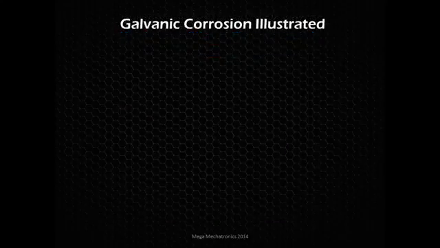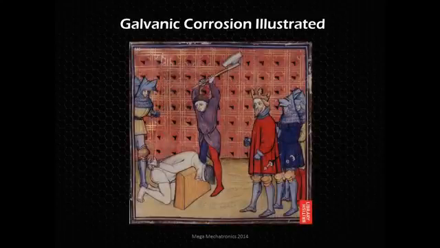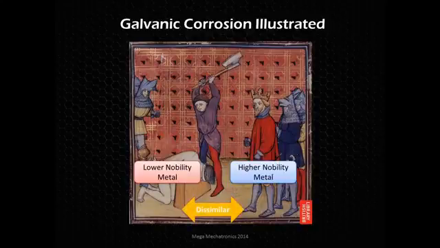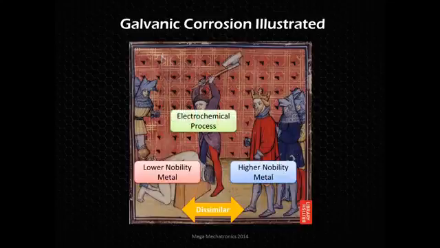So to illustrate the process in a fun, twisted way, we'll go back to the medieval times. Let's say this guy on the chopping block is a low nobility metal, and we have our king over here, he's a high nobility metal. And there is a dissimilarity between them. So our Axeman is the electrochemical process, and the higher nobility starts taking those ions from that lower nobility metal, starts creating different molecules, and starts degrading that lower nobility metal.